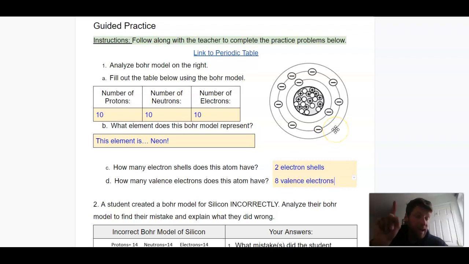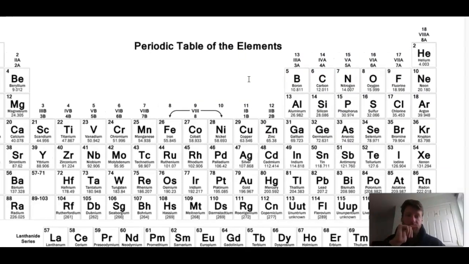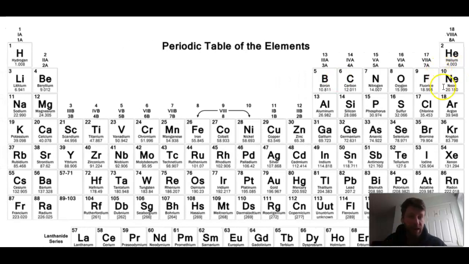Now, let's go back and double check our work with our shortcut. So remember, on the periodic table, okay, we're looking at neon, which is right here. The number of electron shells should be equal to its period number. Well, period is a row, and neon is in the second row, so it does have 2 electron shells. It's also in group 8A, which means it has 8 valence electrons. Awesome. So far, so good.